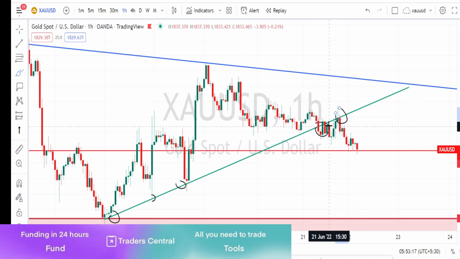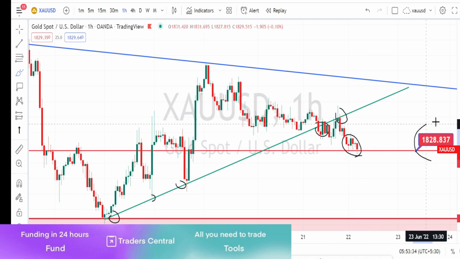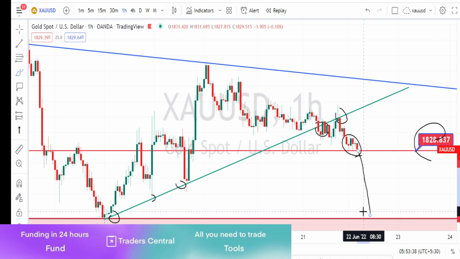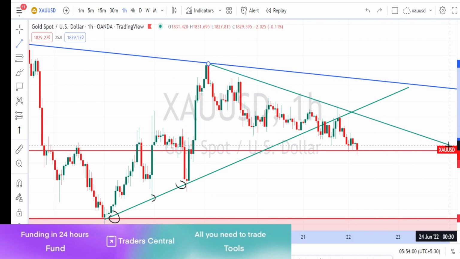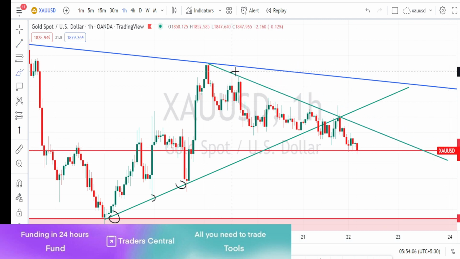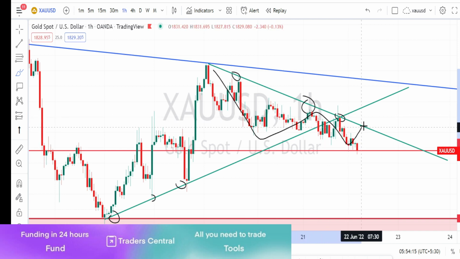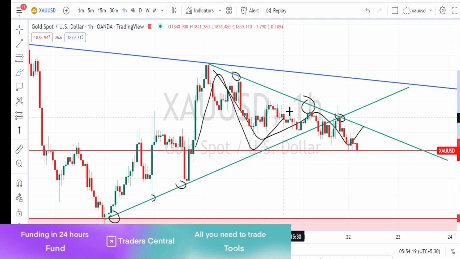So it is a valid breakout, and if the price action breaks the higher time frame support level of 1828, we can expect the price action to continue its bearish trend. Again, I am drawing one more resistance line over here. So as long as the price action is trading below this resistance line or the trend line, we can expect the price action to trend on a bearish side. Currently it is consolidating within this support and resistance line.